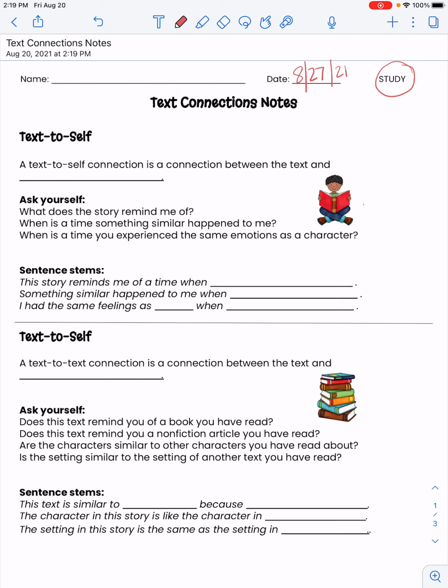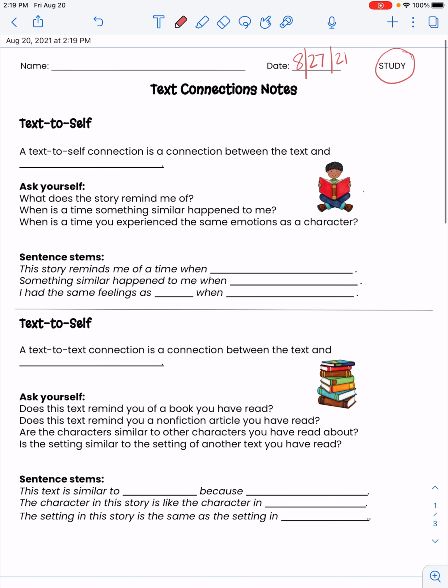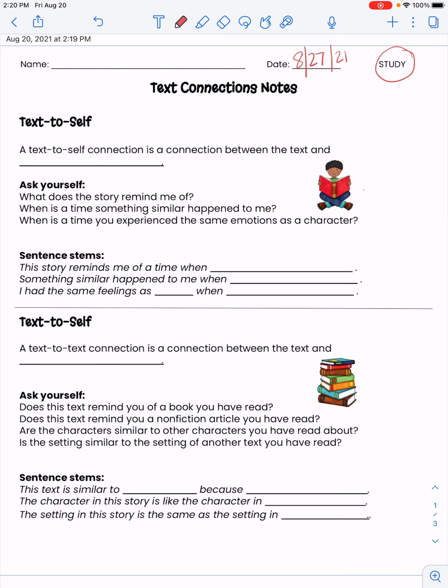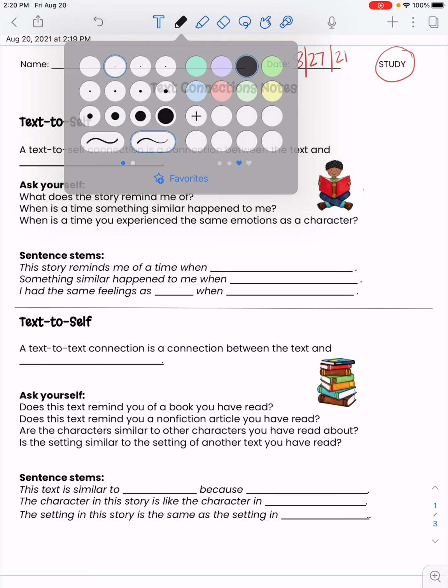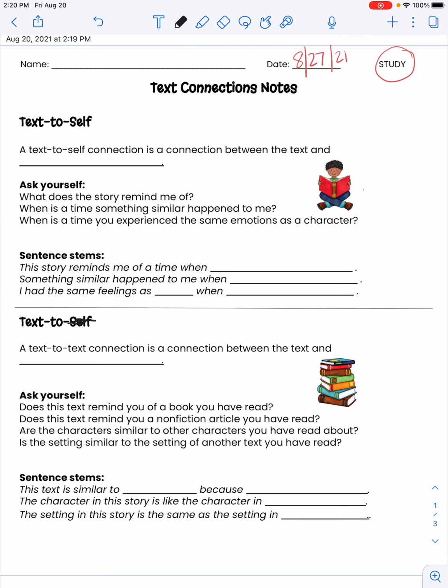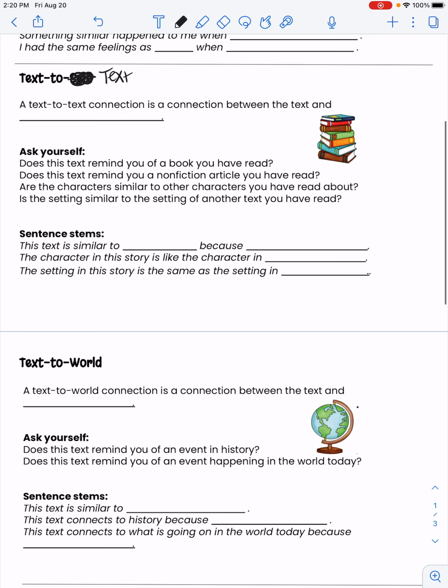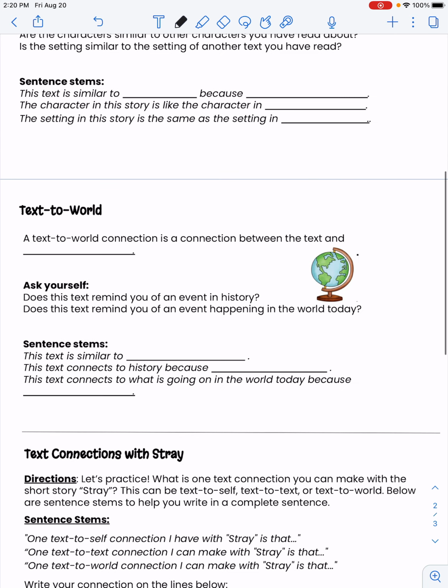Okay, so there's 3 types of text connections that we're going to talk about. Text to self. This is actually supposed to say, my bad, why don't you all take a minute and mark out self and put the word text. I need to go in and fix that. So if y'all could go ahead and fix that on your document, that would be great. Text to self, text to text, and text to world.